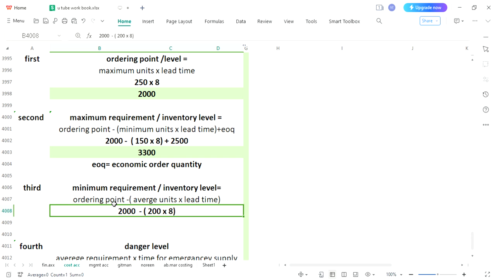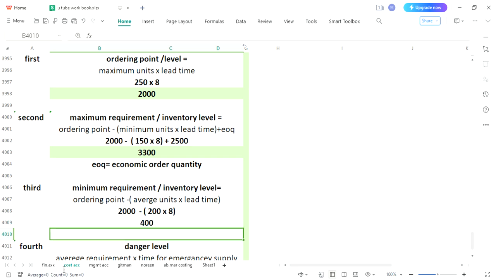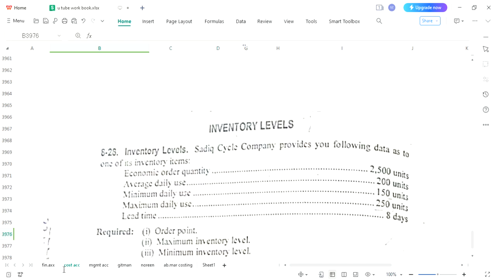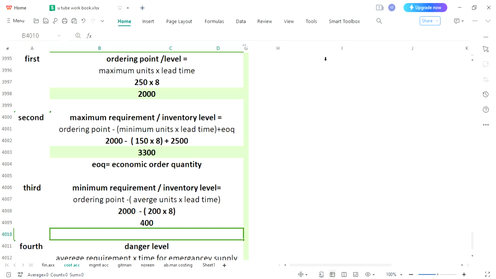The formula has ended, it doesn't have any third point, the statement is completed. We are now open to calculate its amount. So 2000, then we have the sign of subtraction, bracket open, again 200 multiplied by 8. This way our formula has been completed. So we have got the answer 400, the third answer. You can see here you have your third answer, which is 400, and our answer is also 400. Let's mark it as well.